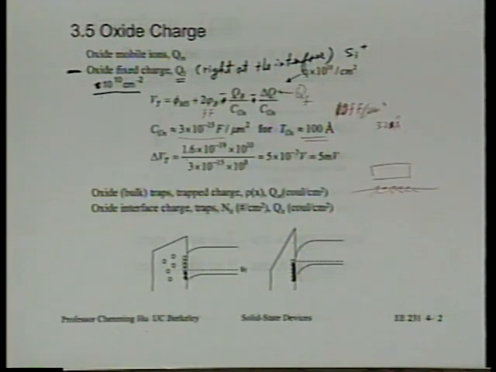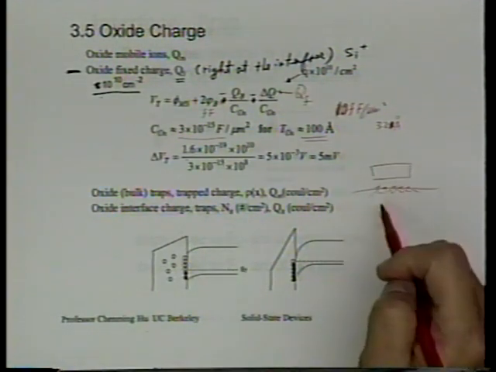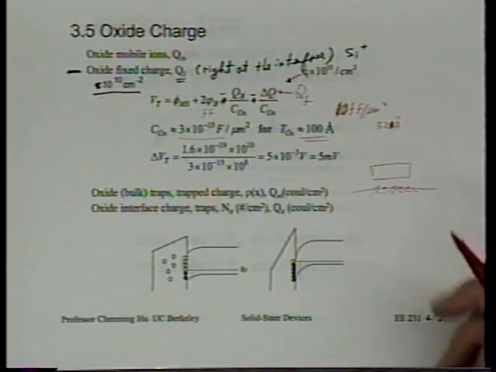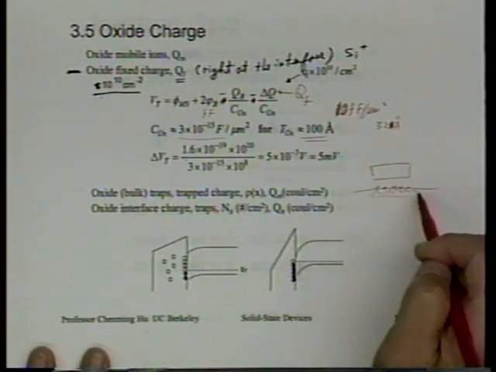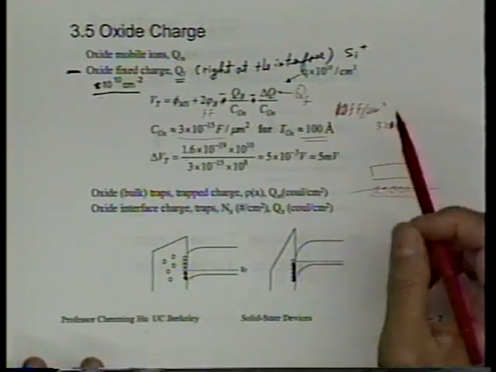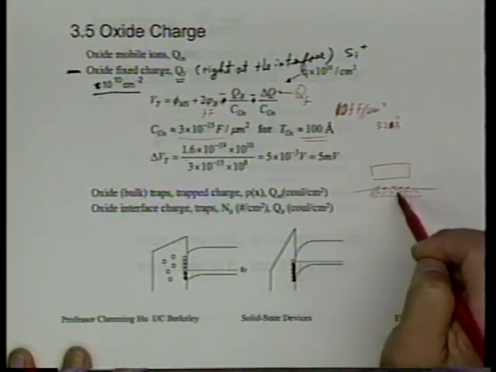Wouldn't more of the charge, as the aspect ratio of the device scales, be closer to the actual interface, right? Are you talking about the Q inversion charge now, or this fixed oxide charge? Inversion charge. Inversion charge, all right. So you expect as things scale, it will get closer. Right. All right.